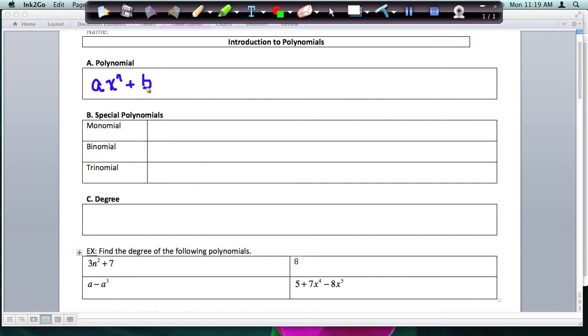I'm just going to use a different one. So b x sub n minus 1, that means just the next term. So if this is x cubed, this would be x squared, etc., until you get to a constant term.